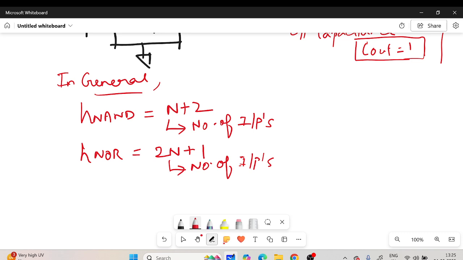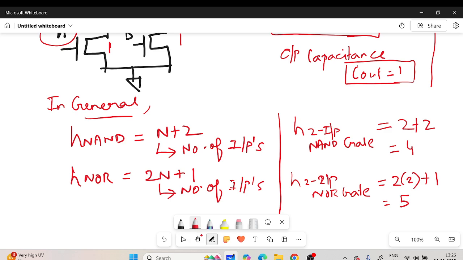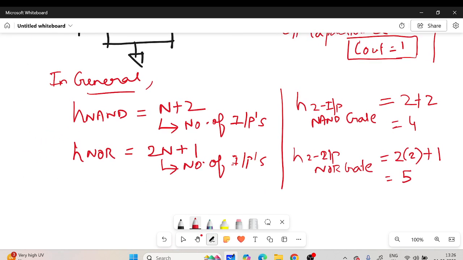We will also cross check whether this value is obtained or not. You consider that you are going to compute an electrical effort for a 2-input NAND gate. The number of inputs is 2, that is added with 2, that results in 4. Similarly, if I want to compute the electrical effort for a 2-input NOR gate, in this case also you can see that it is 2 into 2 plus 1, that results in 5, right? So when I cross check with the values that were obtained initially, it is getting matched. So the general expression for computing any kind of electrical effort for NAND as well as NOR is going to be this. This is how it needs to be computed.